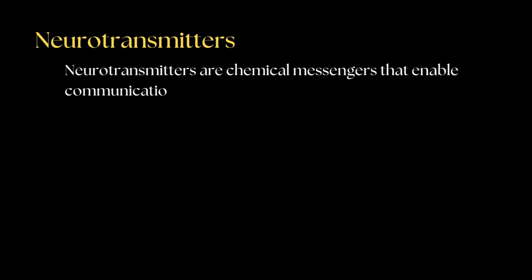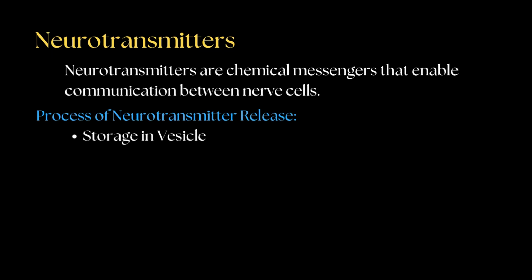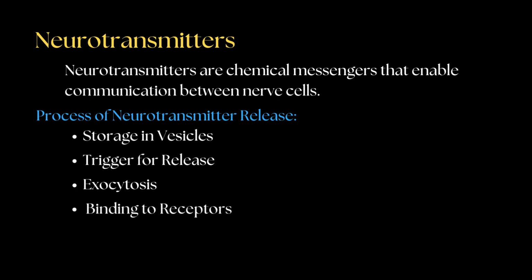Neurons communicate with each other through specialized chemical messengers called neurotransmitters. These molecules are stored in small vesicles within the axon terminal. When a nerve impulse reaches the axon terminal, calcium channels open, allowing calcium ions to flow in. This influx triggers the release of neurotransmitter-filled vesicles into the synaptic cleft. Once released, neurotransmitters travel across the cleft and bind to specific receptors on the postsynaptic membrane. This interaction generates an electrical signal in the next neuron, continuing the transmission of the impulse.